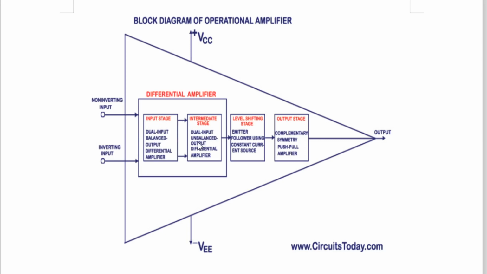Look at the second block, which is called the intermediate stage. Dual input unbalanced output differential amplifier. So here there are 2 inputs, but the output is only 1. And from here onwards, inside the op-amp, the journey of single-ended output starts. So this block has double-ended input, but the output is single-ended. The next block is called the level shifting stage. It is also called the constant current source block. And the last block is called the output stage, which is a push pull amplifier. In this way, by combining all these four blocks, the circuit inside the operational amplifier is fabricated.